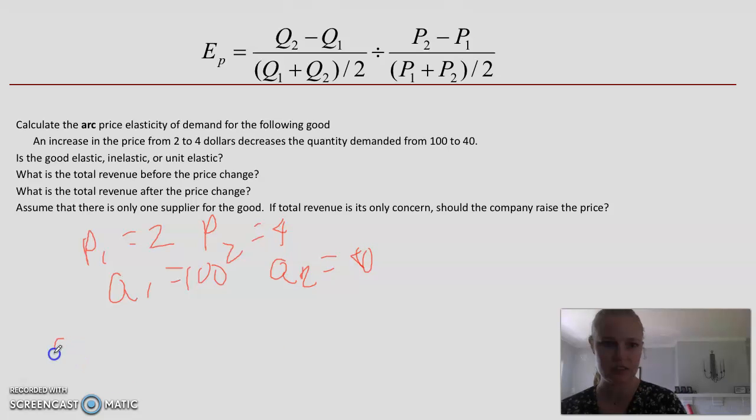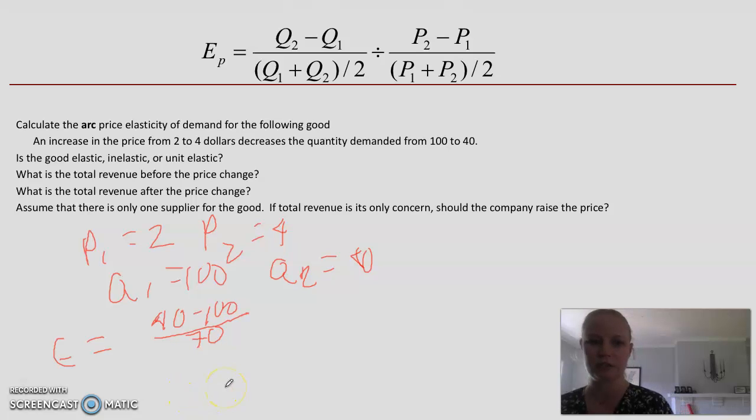All right, so let's calculate the elasticity. Percent change in quantity over percent change in price. We've got 40 minus 100 over the midpoint, which would be 70. The way that I get that is I do Q2 plus Q1 divided by 2, so that's 40 plus 100 divided by 2, which is 70, divided by 4 minus 2 over 3 again. We take the midpoint, 4 plus 2 divided by 3. So this is 60 over 70.